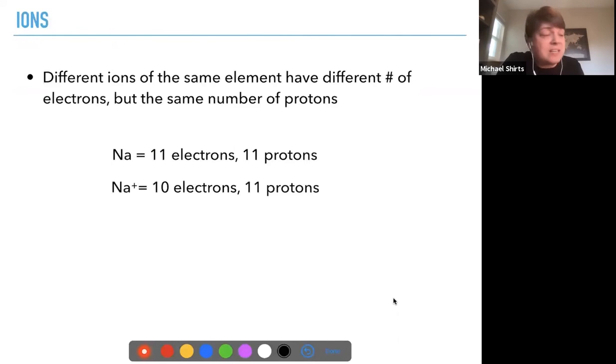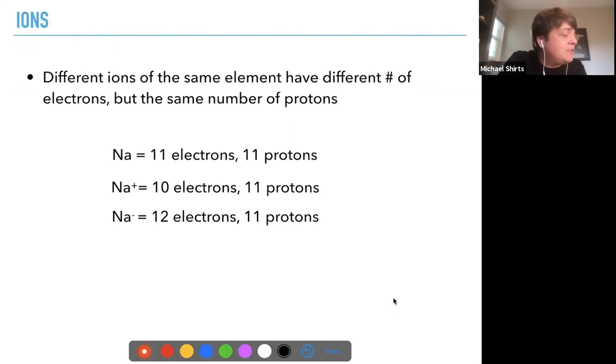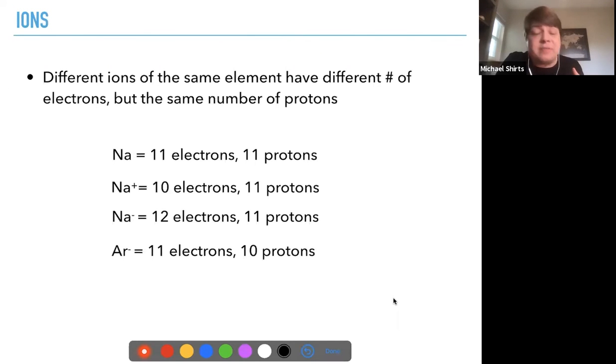So it is an imbalance. It has fewer electrons than it would like. And a sodium anion, sodium minus, has 12 electrons and 11 protons. So we have a little plus or a minus to indicate excess or lack of charge. Of course, a plus means low in electrons, and a minus means having more electrons. Another example of how maybe we should have made electrons positive charge, but we didn't.